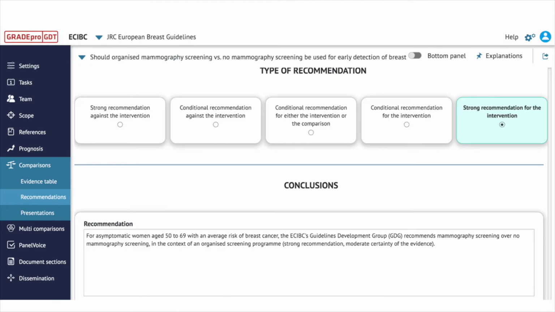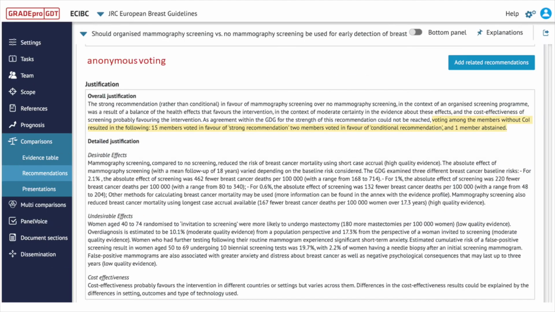Then finally, when it comes to voting on a recommendation, I just wanted to highlight this particular point. Sometimes for strong recommendations, not everybody will agree. We have our record of what happened, and then in the actual justification, we might say, voting among the panel members without conflict of interest resulted in the following. 15 members voted in favor of a strong recommendation, 2 members voted in favor of a conditional recommendation, and 1 member abstained. Okay? So we record all of that in our evidence to decision frameworks.